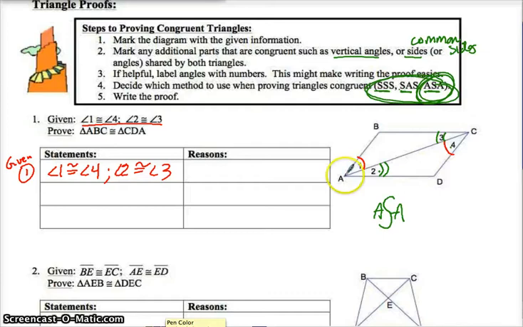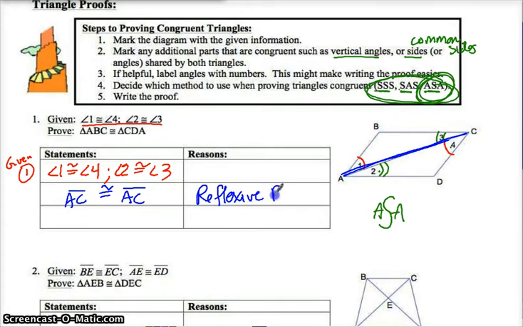Well, the included side, remember, is the side that connects the two vertices to each other, and that's side AC. Well, side AC is the included side, so side AC is congruent to side AC, right? Side AC is in triangle BAC, and side AC is in triangle DAC. Now, why is AC congruent to AC? Well, going back to the algebra properties, that's my reflexive property.